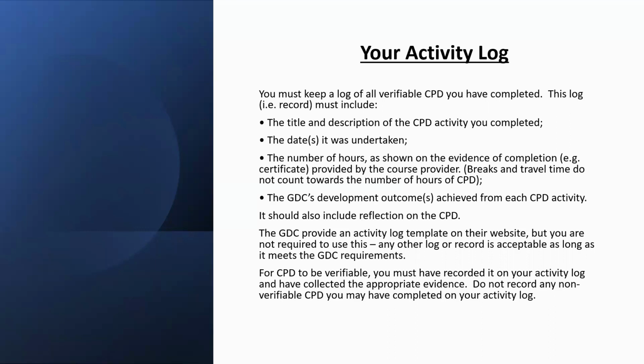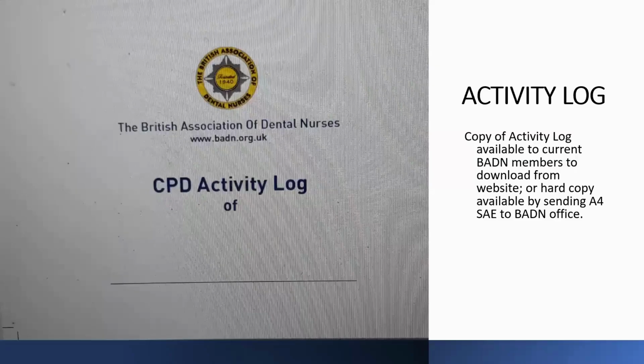Again, there is a BADN one for if you're a member. And for the CPD to be verifiable, you must have recorded it on your activity log when you did it and have collected the appropriate certificate. But don't record any non-verifiable CPD on your activity log. That's just for you, for background, etc.